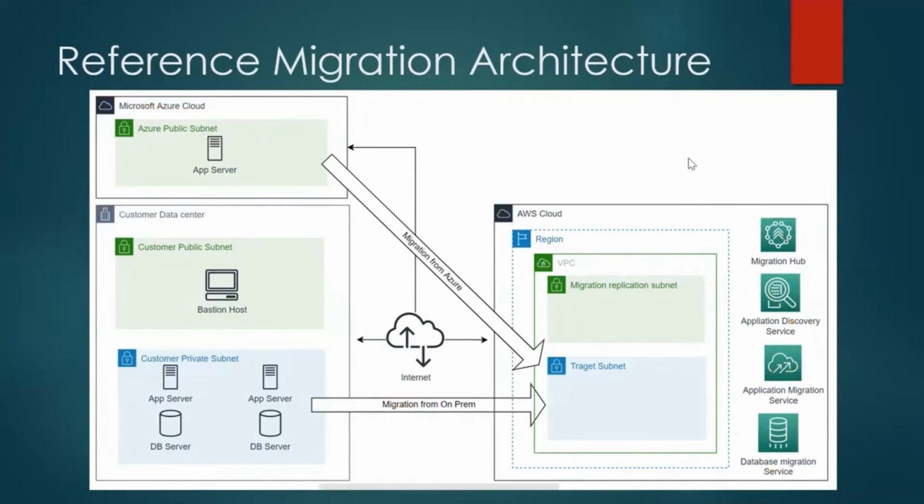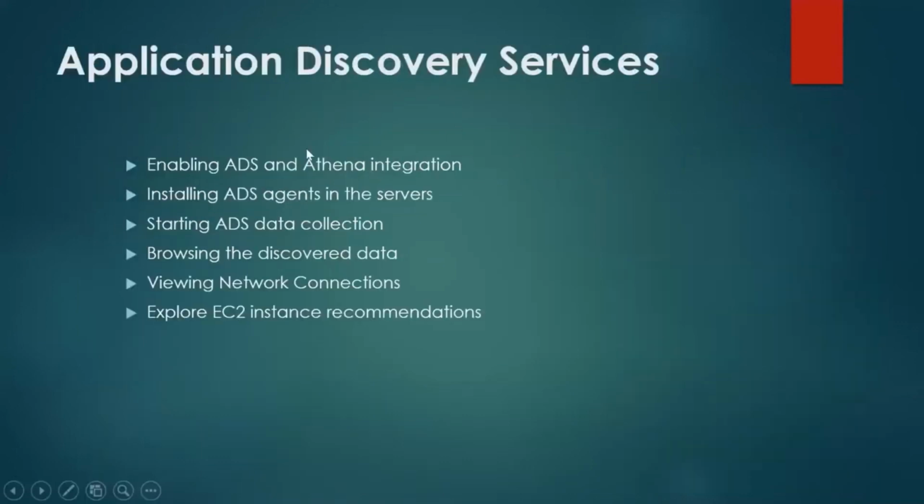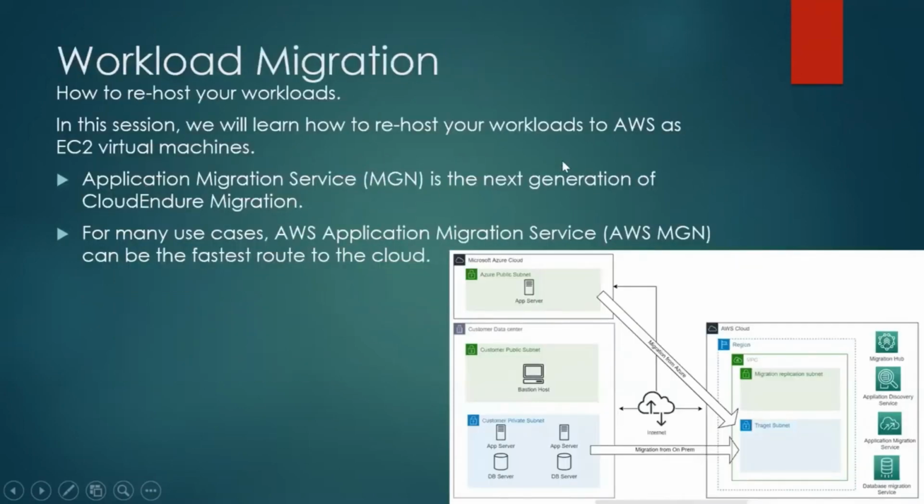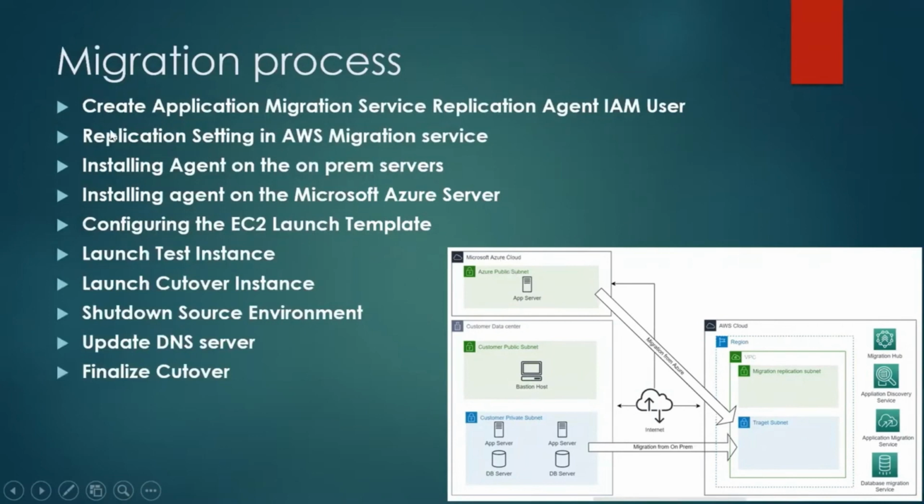So moving forward, we will install the application discovery agent on the Windows server, and then we will gather the data and discover the data. This process is almost the same as the previous ones. Then we will migrate the workload. It's similar to what we did before, installing the agent, just a different way of installing the agent on the Windows server, but the rest is the same. We will launch the test instance, cutover, and all these things. So let's move forward and go to the Azure console.